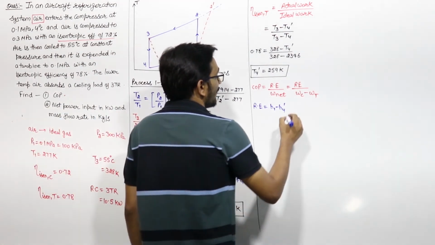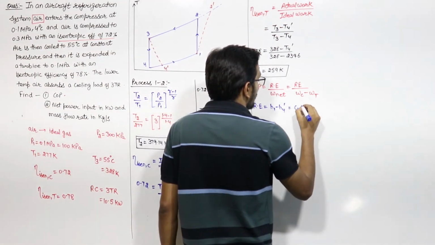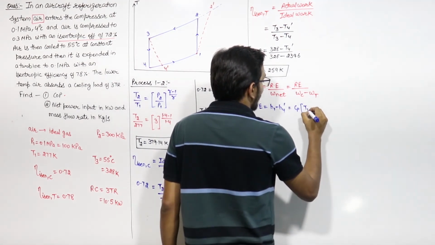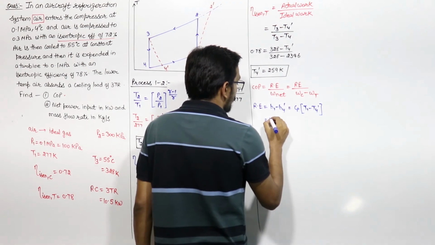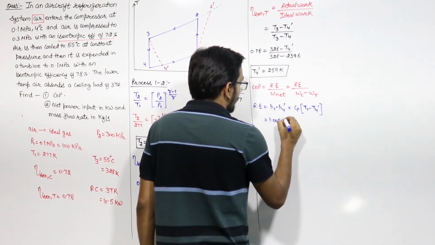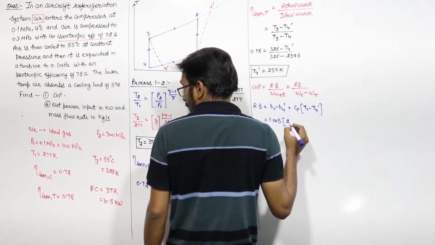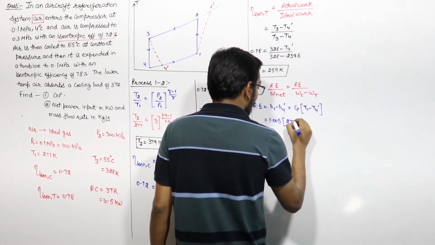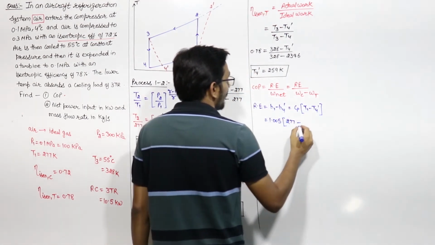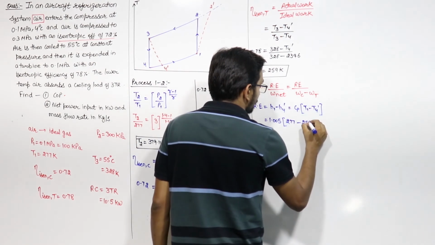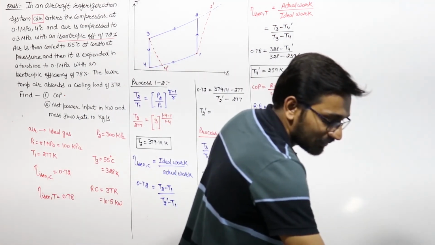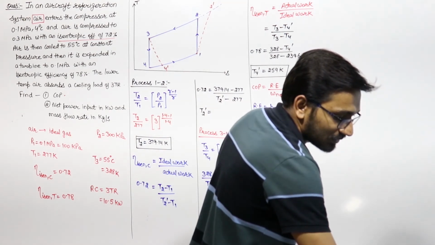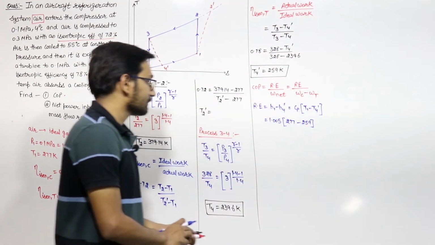It is a constant pressure process. So you can write Cp into T1 minus T4 dash. So this will be equal to 1.005 into T1, how much? 277 minus T4 dash, how much? 259. Minus 259. This is your refrigeration effect, right?